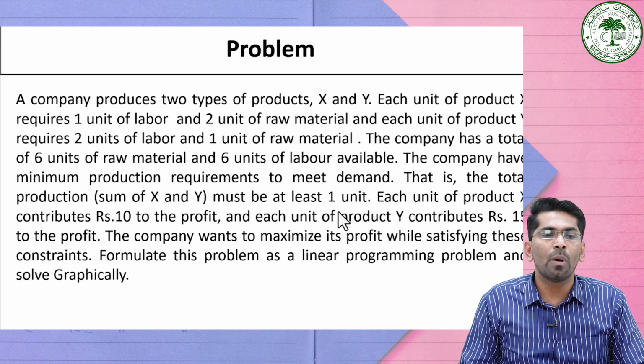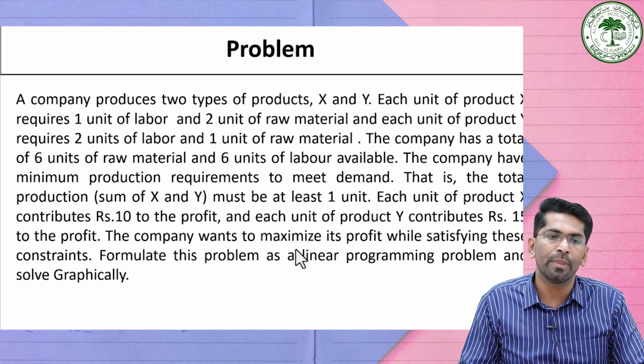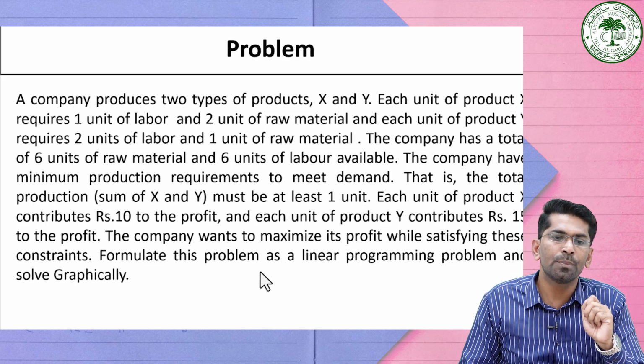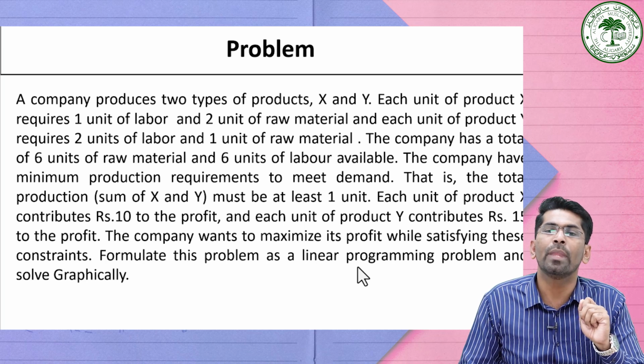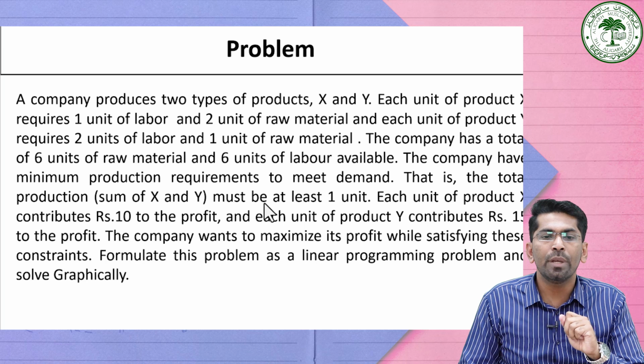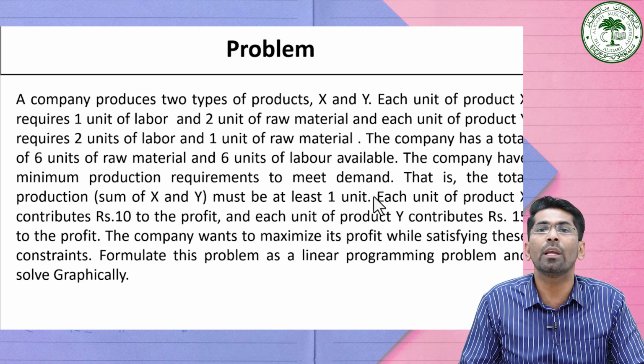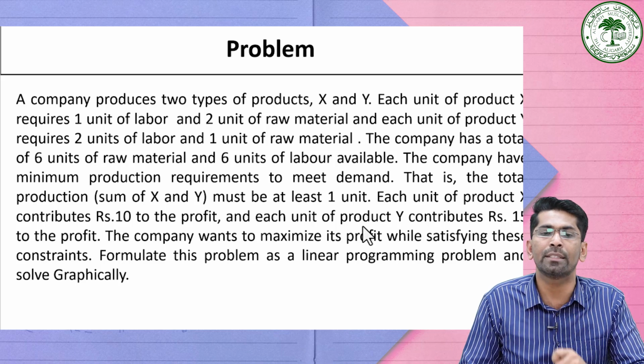Each unit of product X contributes rupees 10 to the profit, and each unit of Y contributes rupees 15 to the profit. So the company wants to maximize the profit while satisfying these constraints. Formulate this problem as a linear programming problem and solve graphically. Here we have a problem related to the maximization of profit, but a number of requirements are there. That means a number of constraints are given here.